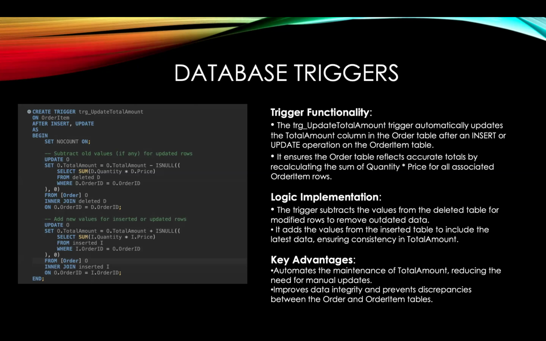It ensures that the order table reflects accurate totals because total amount is populated by multiplying quantity and price from the order item table. And this logic always makes sure it has the accurate value for total amount, as whenever there's an update to the order item table, it subtracts the previous value and then adds the new value, so that accurate data is present.